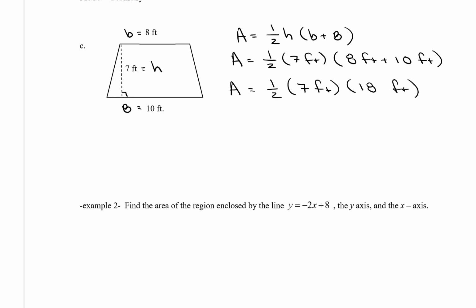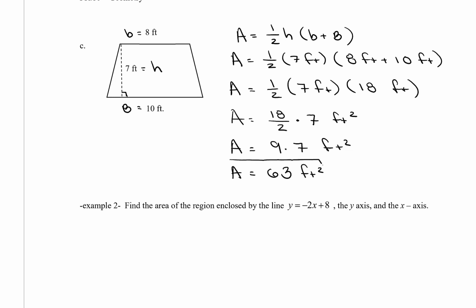So our next line is going to say A is equal to 18 halves times 7 feet squared. And so A equals 9 times 7 feet squared, and that will give us the area equal to 63 feet squared. I'm going to box that in, and that's going to be our answer for that problem.